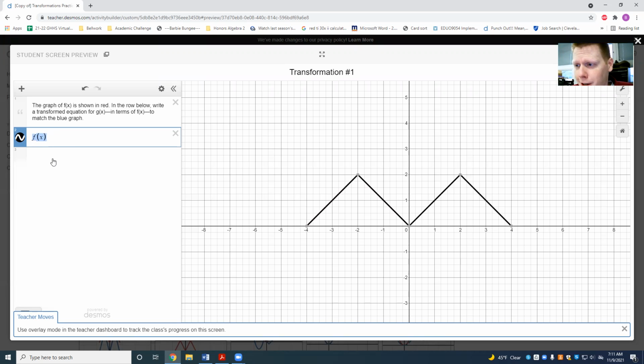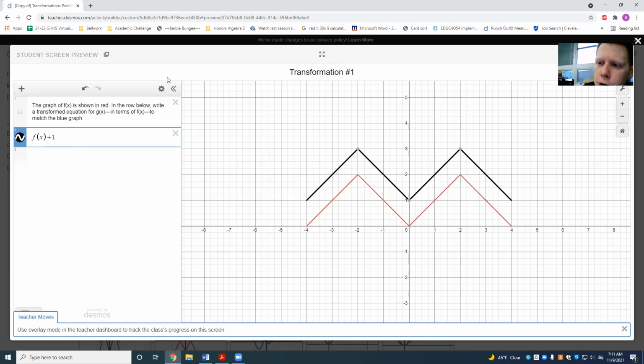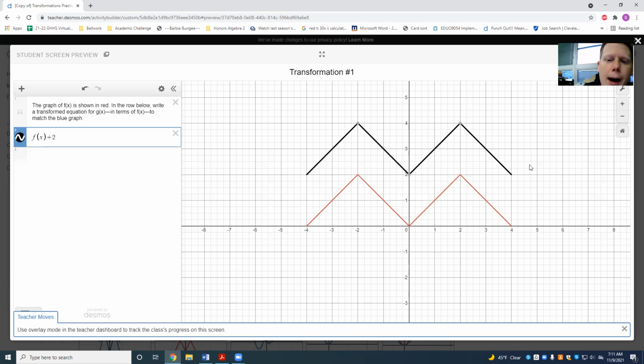So the first rule, or the first thing we're going to change with this function, is what happens to our graph if I add or subtract a number on the outside. So for example, if I put a +1 on your screen, this red function is the original. The black function is where it moved to. So what is happening is I add a number on the outside. What do you think is happening? How is it moving from the red to the black?